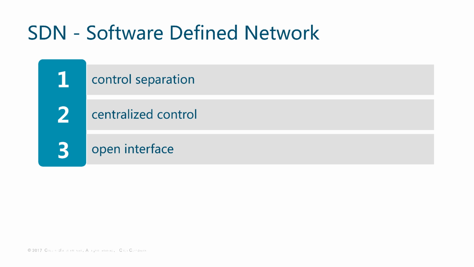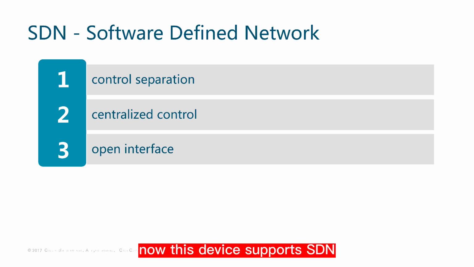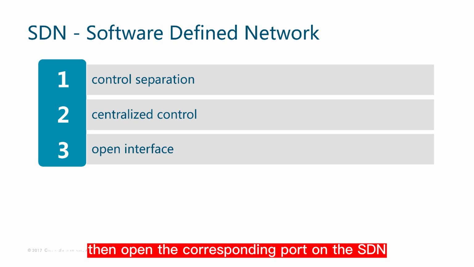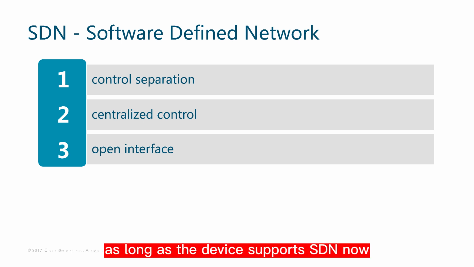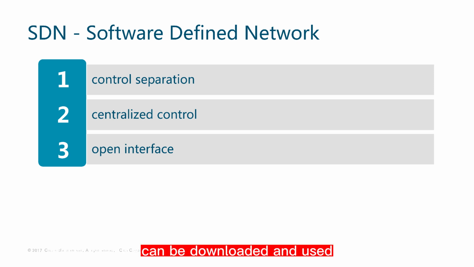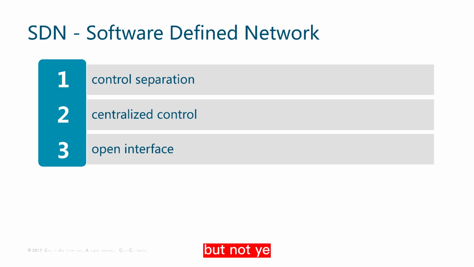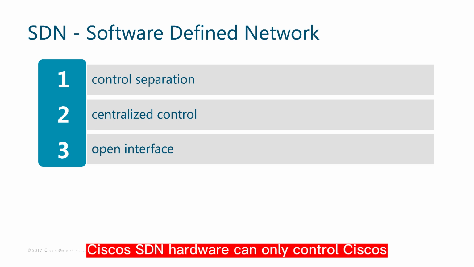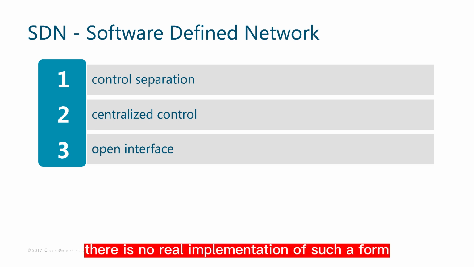Please note the difference: originally only Cisco devices supported EIGRP. Now if this device supports SDN, you open the corresponding port on the SDN controller hardware, and all the services developed throughout the platform in the future can be downloaded and used, as long as the device supports SDN. It is not required to be a device of a certain manufacturer. But not yet. For now, Cisco's SDN hardware can only control Cisco's devices. So there is no real implementation of such a form.